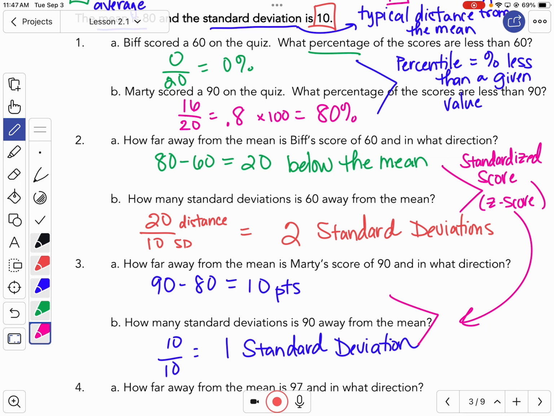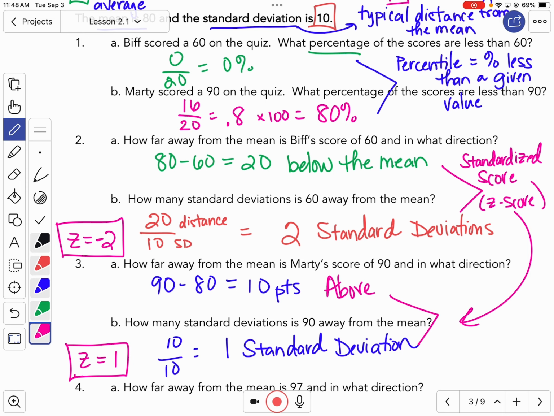Now, for Biff, his z-score would be a -2. Why do you think it's negative? Because he's below the mean. He was 2 standard deviations below the mean. Marty's z-score would be a +1 because he was 1 standard deviation above the mean.